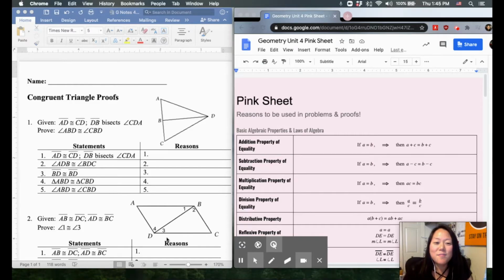Hi there, I'm Mrs. Seaholm, and I'm going to be going over some triangle proofs today. This won't necessarily be an exhaustive list of proofs that you might see, but it's certainly a start.